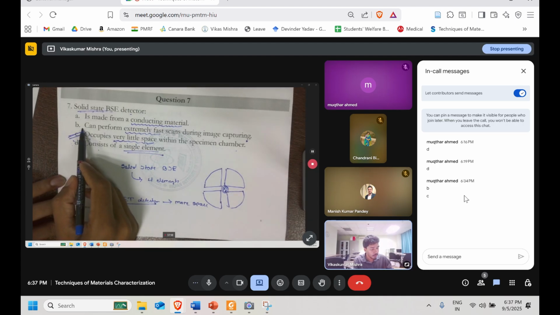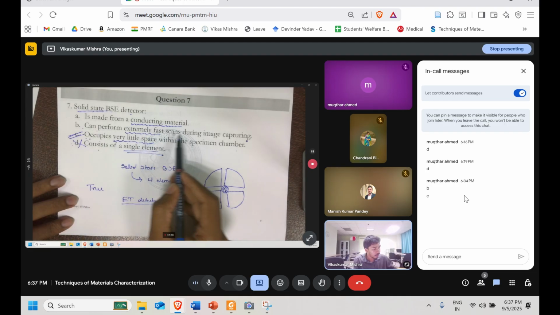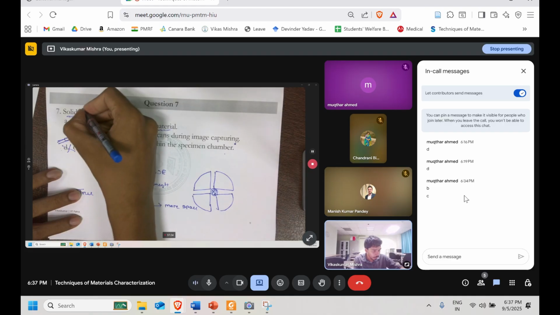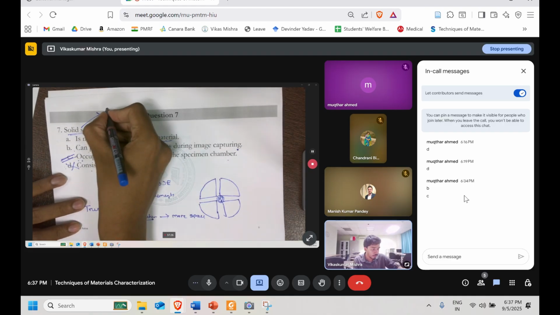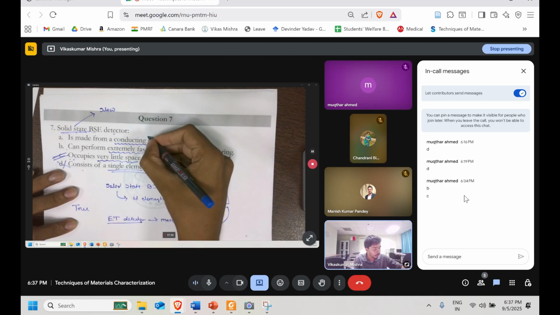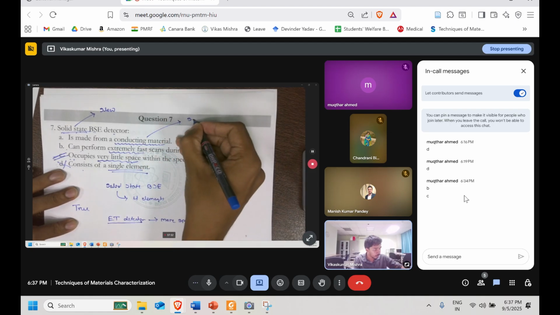Now, can it perform extremely fast scans during image capturing? One of the disadvantages of this detector is that it is slow. Now why is it slow? Because it's not conducting, it's semiconducting.